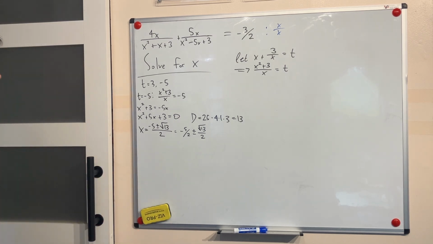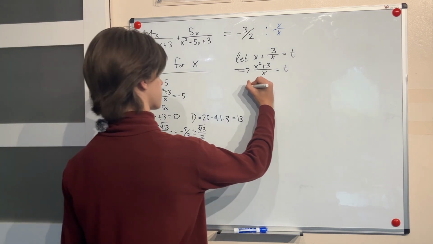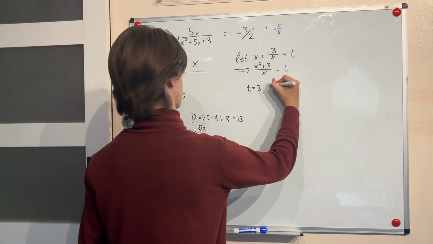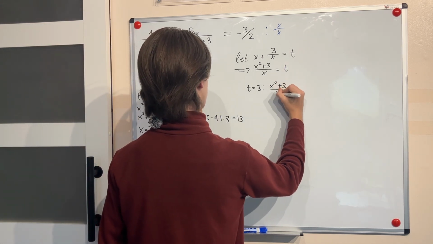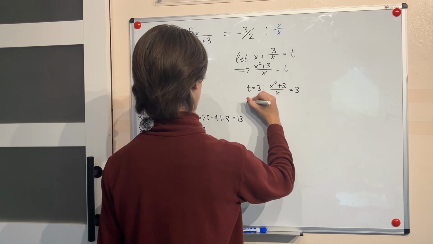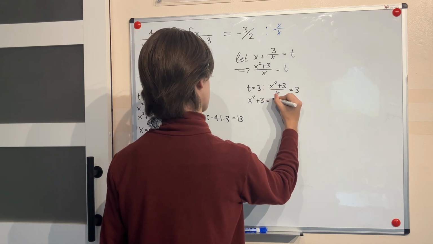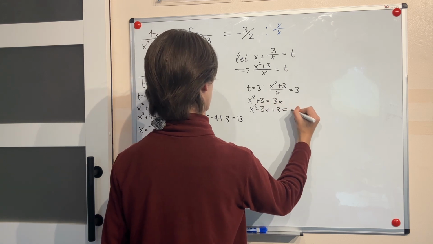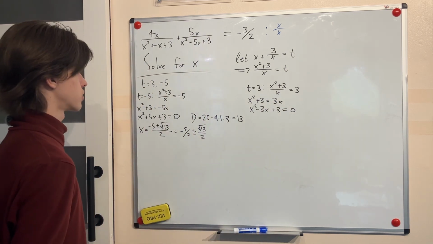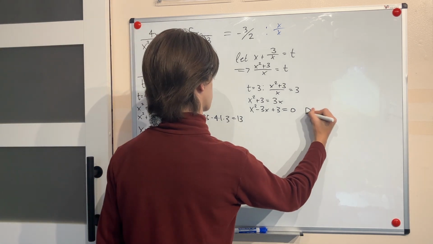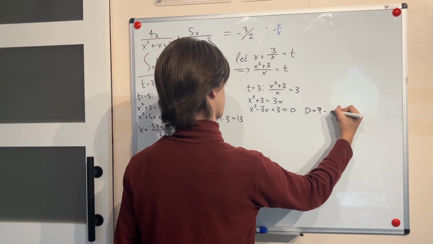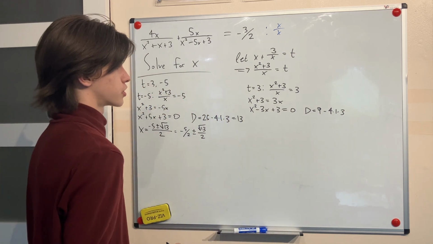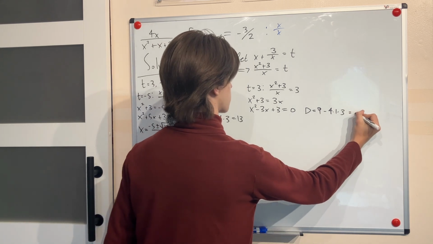Now we can do t when it's equal to 3. It's the exact same procedure. We get that x squared plus 3 over x is equal to 3. Therefore, x squared plus 3 is equal to 3x. Move it all to one side: x squared minus 3x plus 3 is equal to 0. So again, we use the discriminant, b squared minus 4ac. But we get a negative discriminant. It's going to be 9 minus 12, which is minus 3.